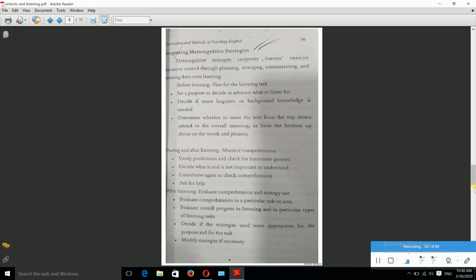After listening, evaluate comprehension and strategy use. Evaluate comprehension in a particular task or area. Evaluate overall progress in listening and in particular types of listening task. Decide if the strategies used were appropriate for the purpose and for the task. And finally, modify strategies if necessary.